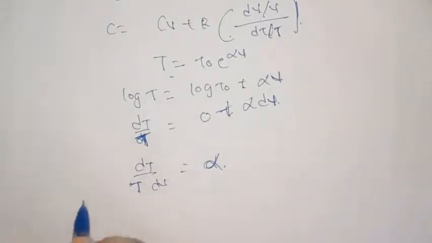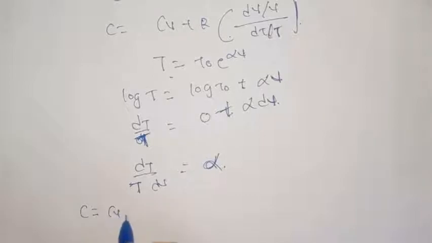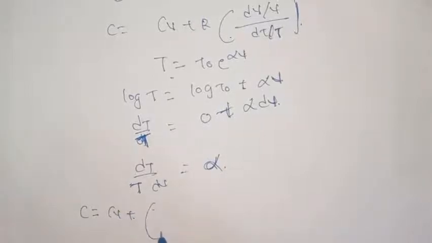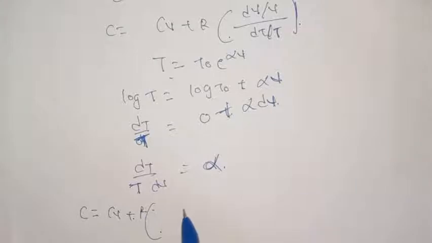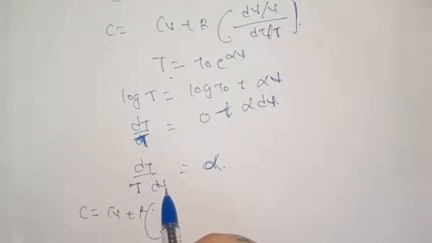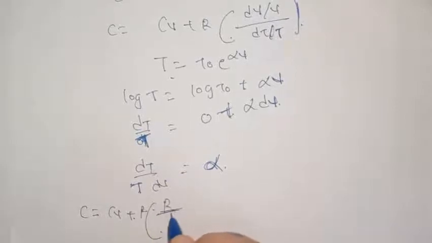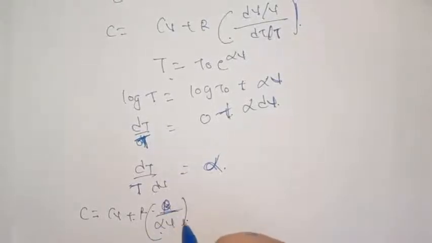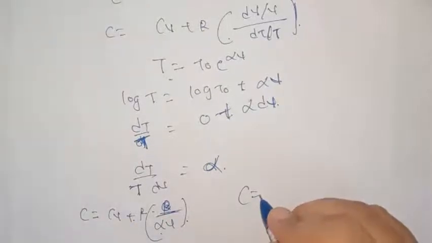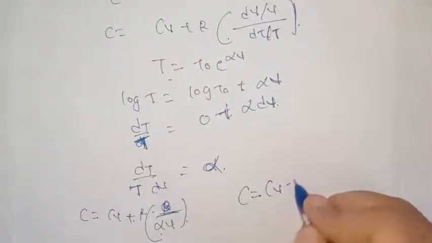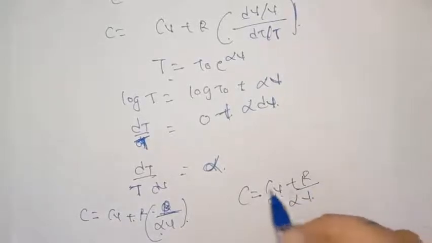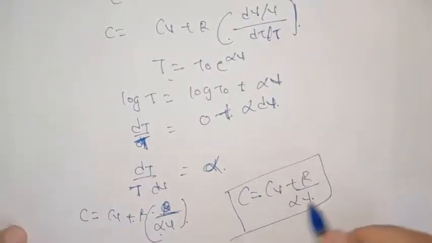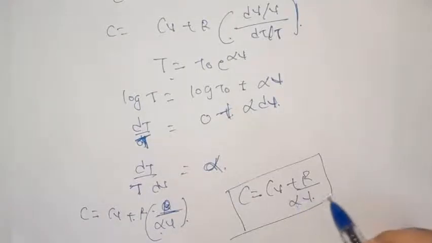Put this value in the equation of C, that is equal to CV plus R into dV divided by dT by T, which will be equal to 1 by alpha. So this will give us the answer R upon alpha V. So C will be equal to CV plus R upon alpha V. So we have got the value of specific heat capacity as a function of volume.